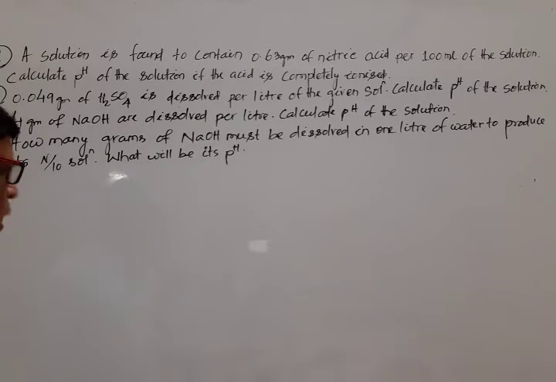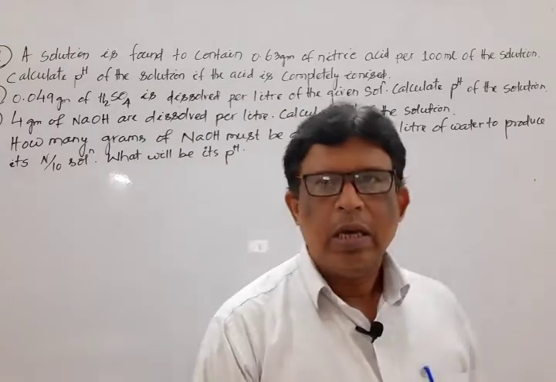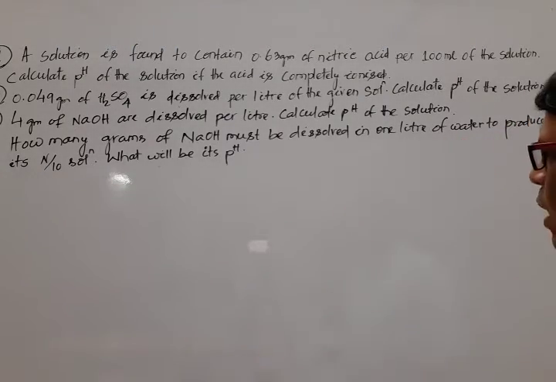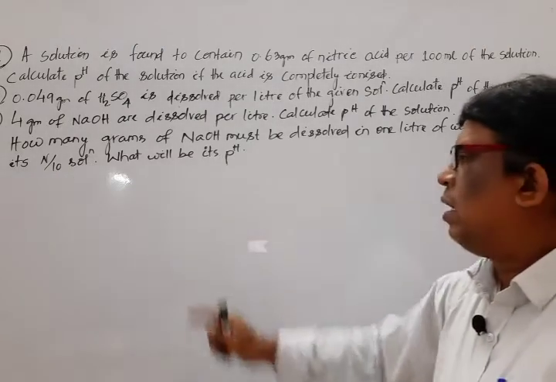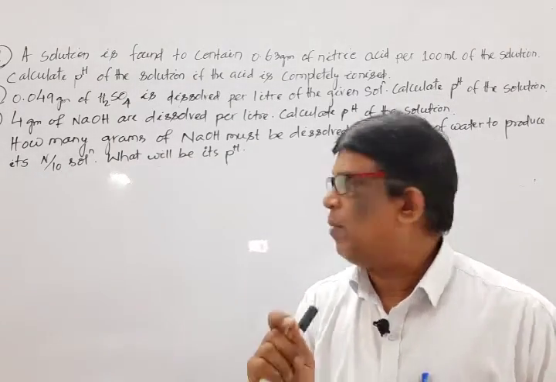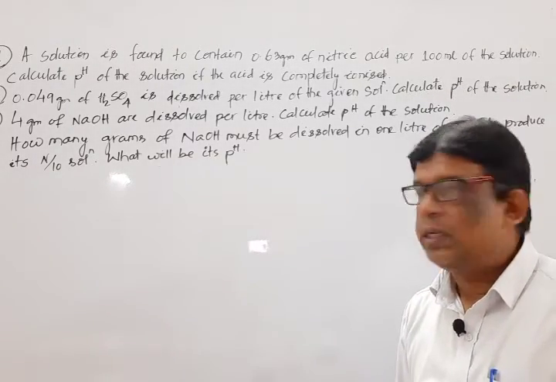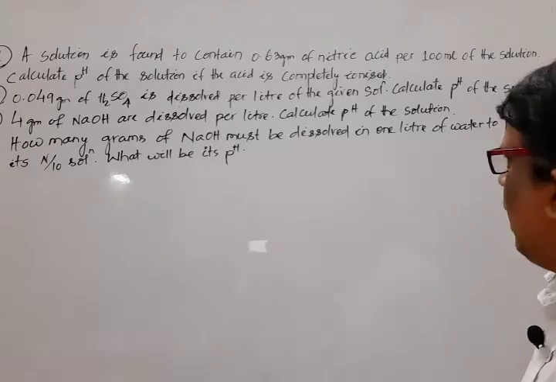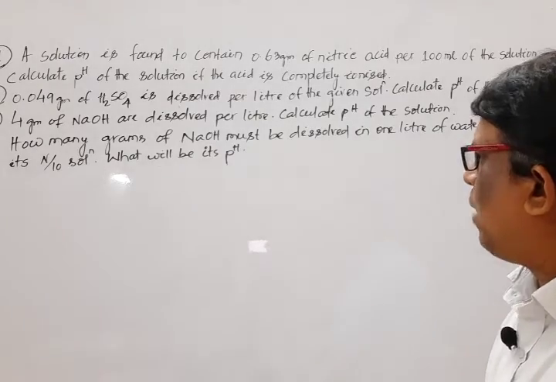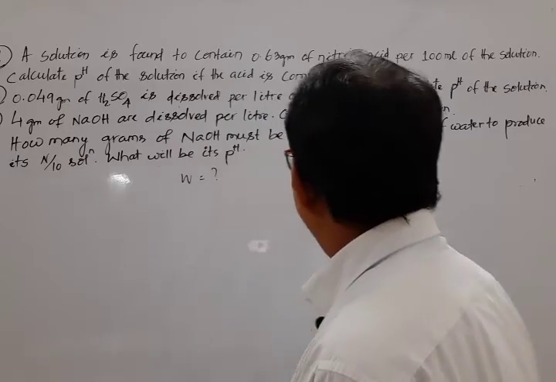Mark that. What is the next question? How many grams of sodium hydroxide must be dissolved in 1 liter of water to produce its N by 10, means decinormal solution, that means normality is 1 by 10, and also calculate its pH. Two questions are there. First is to calculate the weight and the other is to calculate the pH. So mark that. How many gram of sodium hydroxide must be, that means W is the question mark.